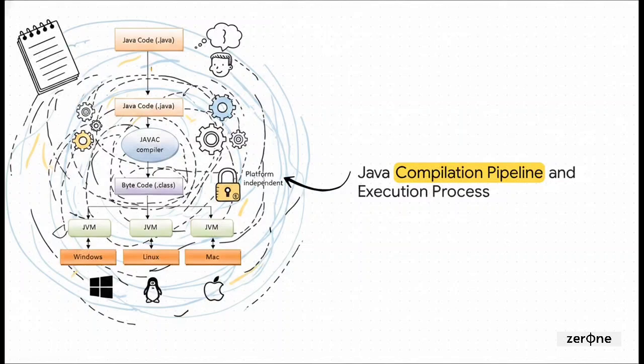This is the absolute magic of Java. You can take this exact same bytecode file and hand it to a Windows JVM, a Linux JVM, or a Mac JVM. The bytecode itself is platform independent, but the JVM acting as the translator, that part is platform dependent.